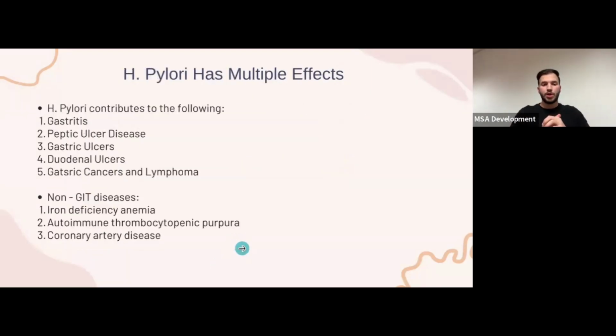Now, as you mentioned, H. pylori has multiple effects. H. pylori contributes to the following: gastritis, peptic ulcer disease, gastric ulcers, duodenal ulcers, and gastric cancers and lymphoma. Now, for the non-GIT diseases, it may contribute to IDA, autoimmune thrombocytopenic purpura, and coronary artery diseases.